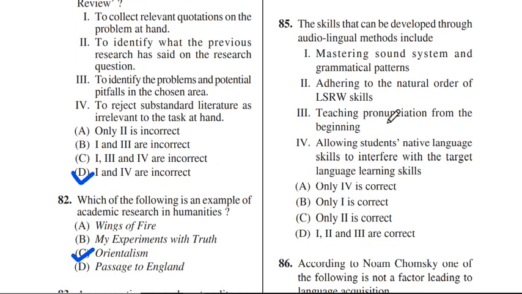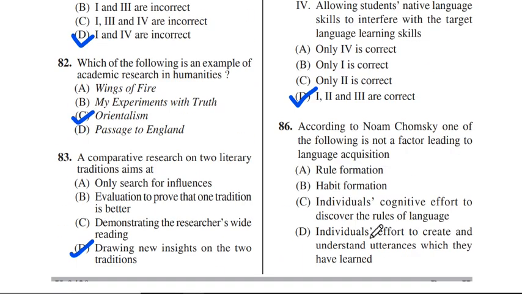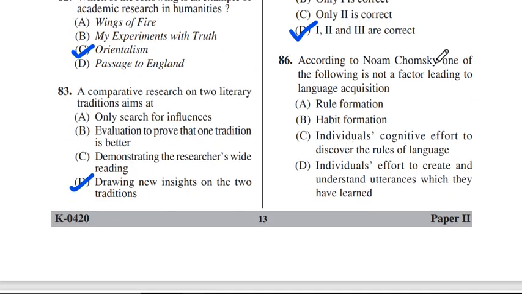Next one, 85. The skills that can be developed through audiolingual methods include 1, 2, 3 are correct: mastering sound system and grammatical pattern, adhering to the natural order of LSRW, teaching pronunciation from the beginning. So the next one is the 86th one. According to Noam Chomsky, one of the following is not a factor leading to language acquisition. The answer is habit formation.